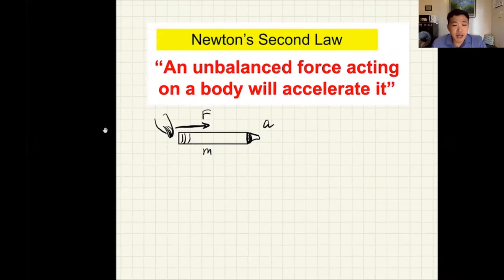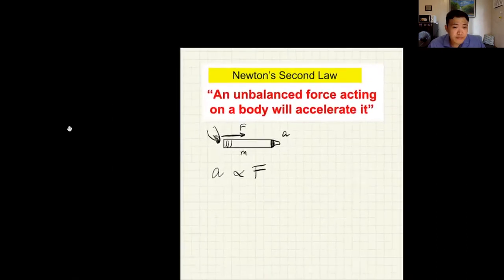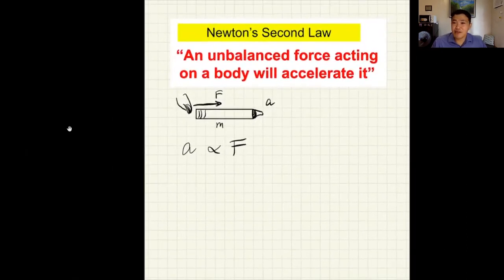So the unbalanced force will cause the object to accelerate. Common sense, if you apply a force, the object will accelerate. The higher the force, the higher the acceleration. So basically, it's directly proportional to the F. So this is your directly proportional symbol. Common sense. But how about mass?